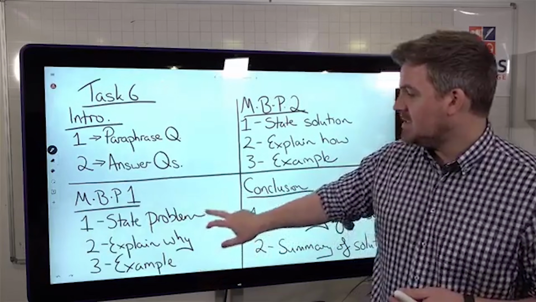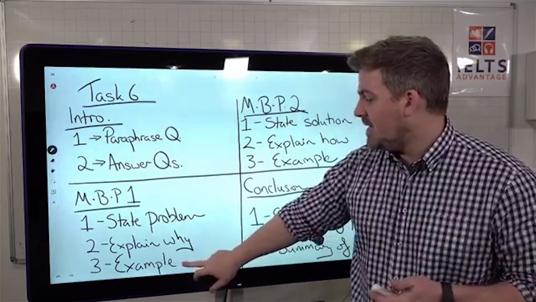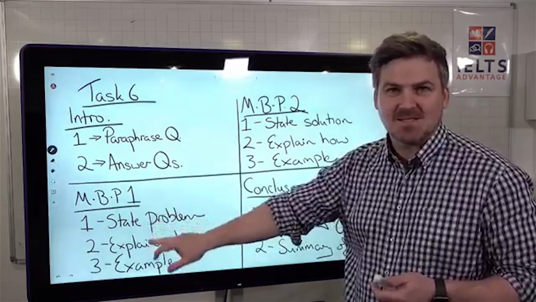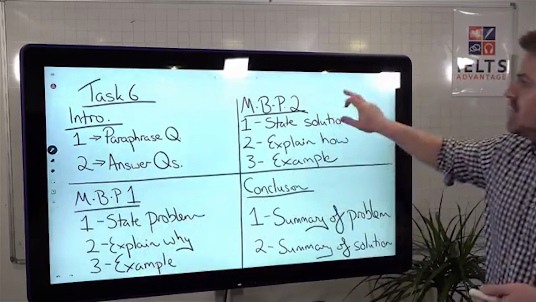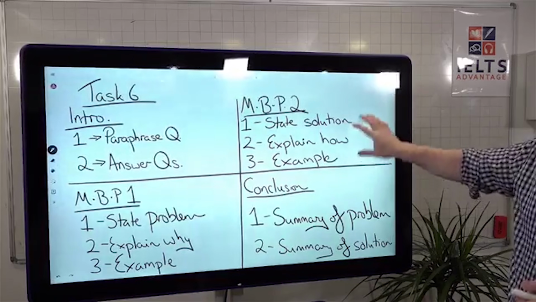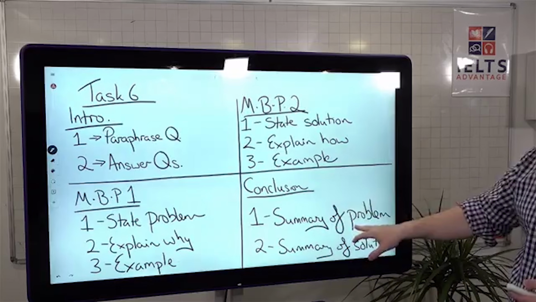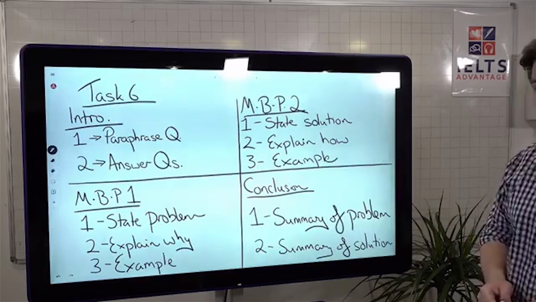Main body paragraph 1, state what the problem is, explain why it is a problem, and then give an example. Not 3 sentences, but 3 elements to it. Main body paragraph 2, state the solution, explain how, and an example. Again, not 3 sentences, 3 elements. And a conclusion, summary of the problem, this is what the problem is, and a summary of the solution.